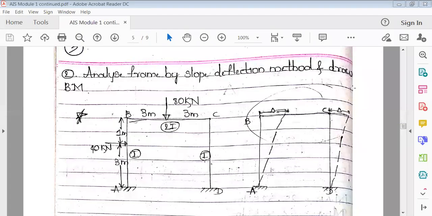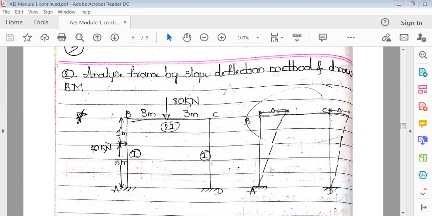Hello everyone. So let us continue with the sway analysis of frames using slope deflection method. Again, in this given problem, they've asked you to analyze the given frame by slope deflection method and draw the bending moment diagram. Just by seeing the frame, the question will be as simple as this. They will not specifically mention whether it is sway analysis or non-sway analysis. Then you yourself have to check and analyze.